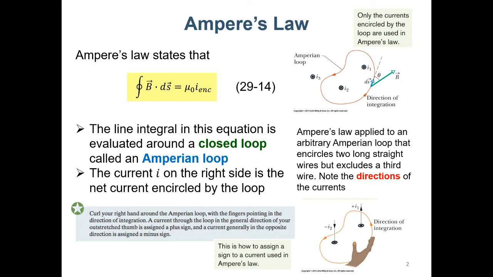And for that one, we only consider I1 and I2 as the enclosed current. I3 is not. So we need to consider the direction of the current. We assume I2 is an infinitely long wire, and then we use the right hand rule to determine the sign of the current. For this case, the current is counterclockwise, so using the right hand rule, the sign is positive. So I1 is positive, I2 is negative. Then we will not consider I3, because I3 is not enclosed by this Amperean loop. Okay.